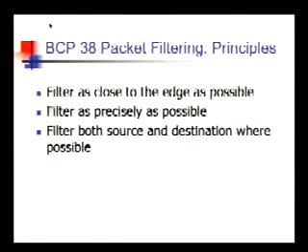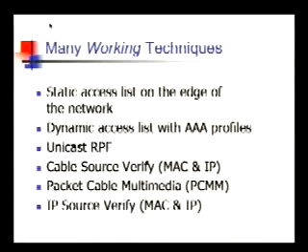With BCP 38, we want to filter as close to the edge as possible. We want to prevent potentially spoofed traffic from ingressing the network. So at all of our various edges, again, our peering edge, our customer aggregation edge, our IDC, if we're a broadband provider, the broadband access edge, we want to filter out spoofed traffic as close to the edges of our network as possible. If there are places in the network where we can filter both source and destination, we want to do that too. We want to be as tight with this as we can.